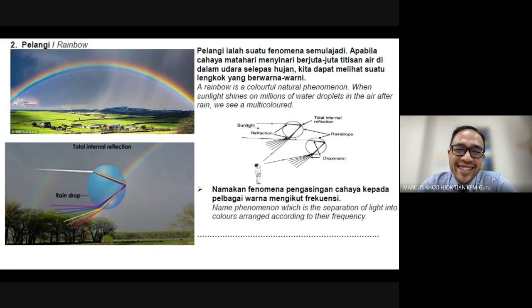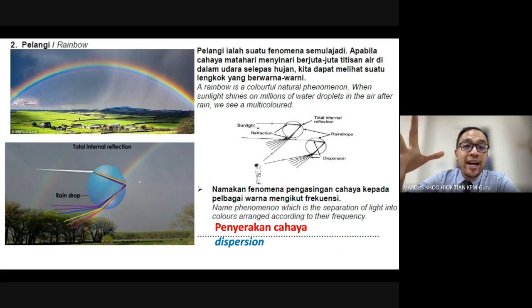When sunlight shines on millions of water droplets, we see a multicolored rainbow. Okay, so name the phenomenon which is the separation of light into colors. So this is different. The separation of light into colors is called color dispersion. This is just an extra fact. This dispersion of color is something that is very unique to rainbows, because it's very rare that we actually see color dispersion.